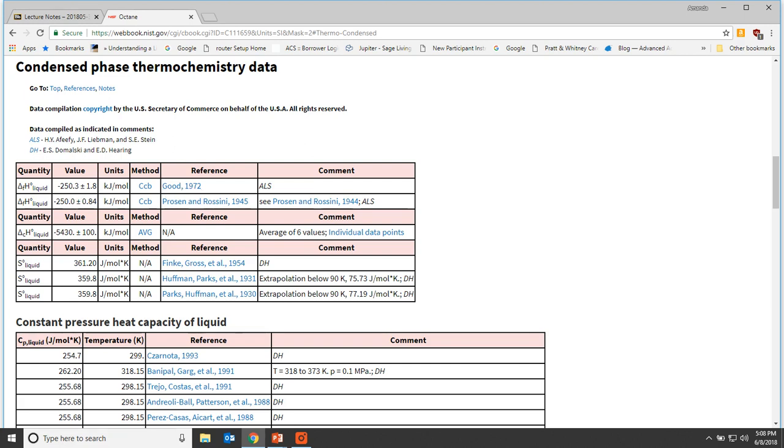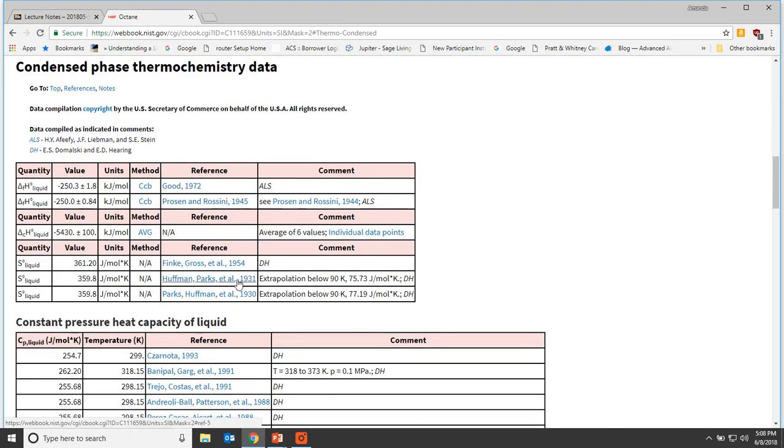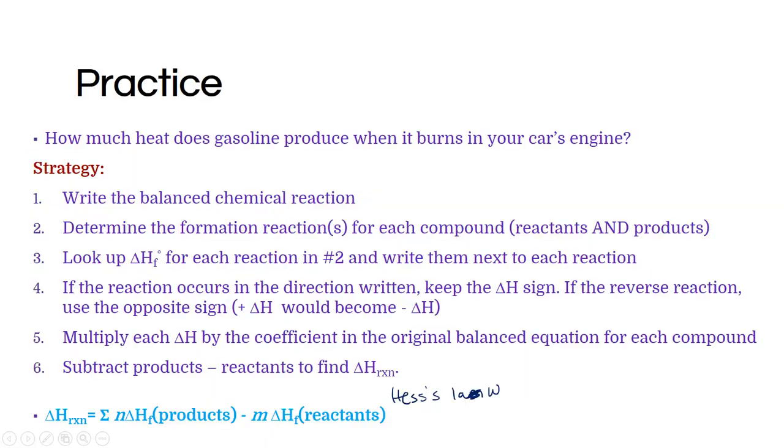So this 250 has 2 different data points, 2 different references, both properly cited. So I'm going to use that value in my calculation. Okay. And I know it's standard conditions because the F and the degree symbol are there. So that's what I want to use. All right, so we're going to go back to our PowerPoint here.